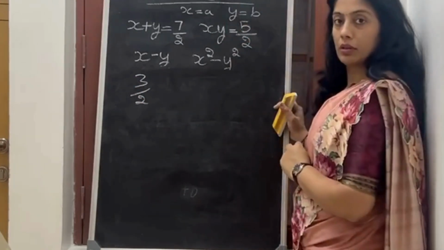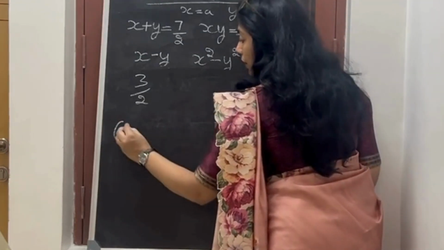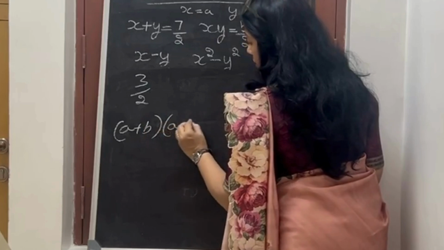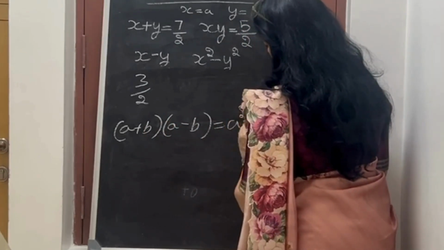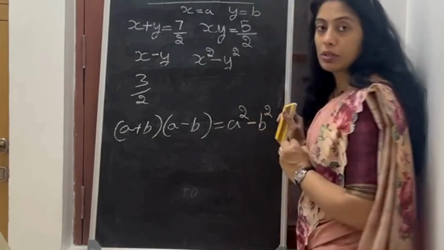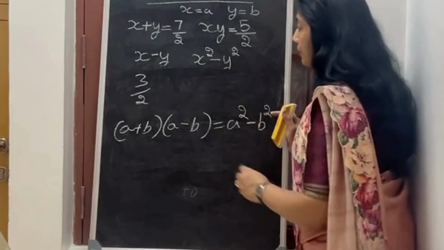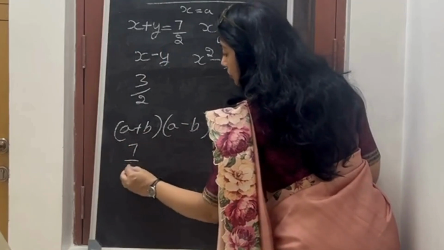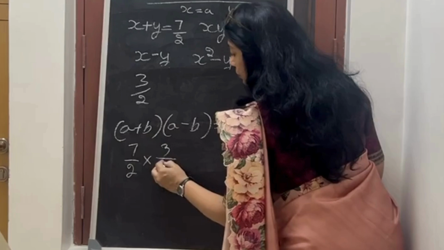Now what do I have to find out? x square minus y square. So (a plus b) into (a minus b) equals a square minus b square. I had told you when I taught you this chapter, remember all the formulas, they are very important. So what I have to do? a plus b is 7 by 2 into a minus b is 3 by 2.